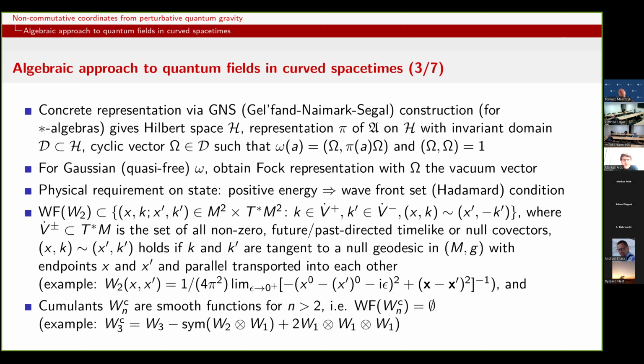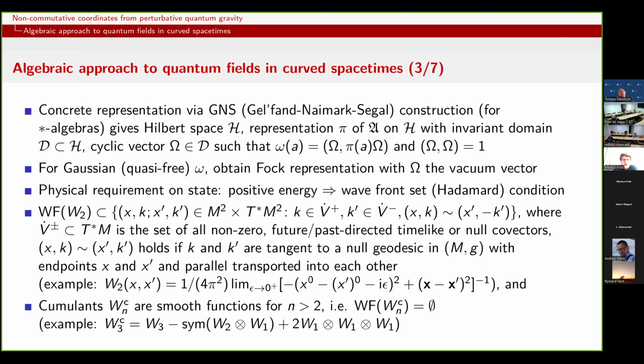And then for the higher n-point functions, this wavefront set condition just means that the cumulants for n greater than 2 are smooth functions, so their wavefront set is empty. And just to recall the definition of a cumulant, I've given the example for a 3-point function. So the 3-point cumulant is just the 3-point function, and you subtract the symmetrized version of a 2-point function times a 1-point function, and add back some 1-point functions. So this thing must be smooth. Not a distribution, but really a function.